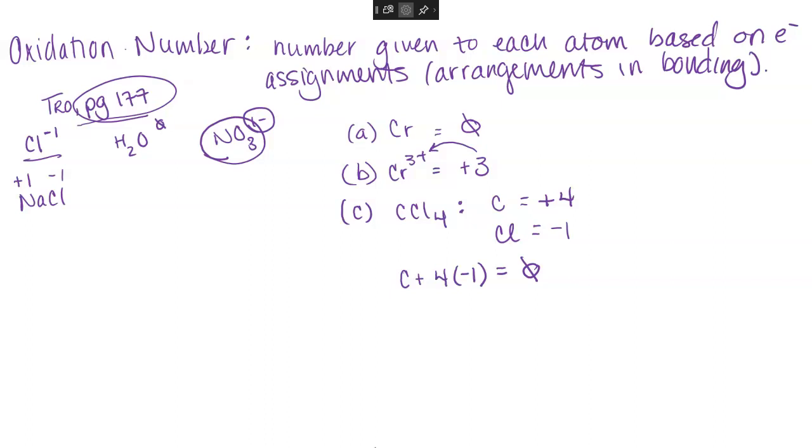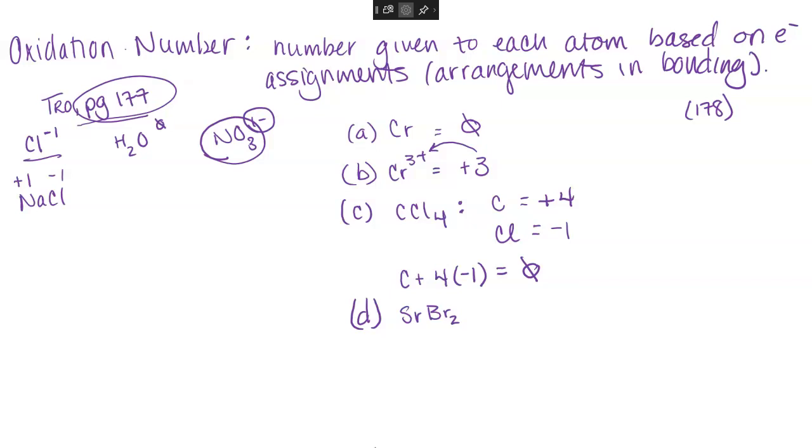Concerns? Okay, D. These are the practice problems from page 178, if anybody's in your textbook. Strontium bromide. Okay, what type of compound is this?